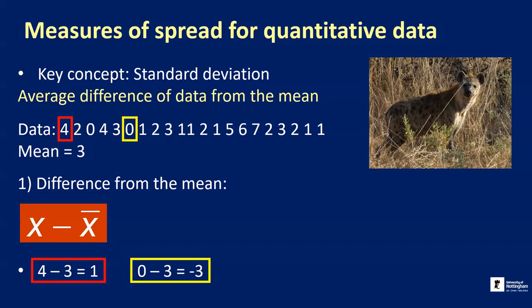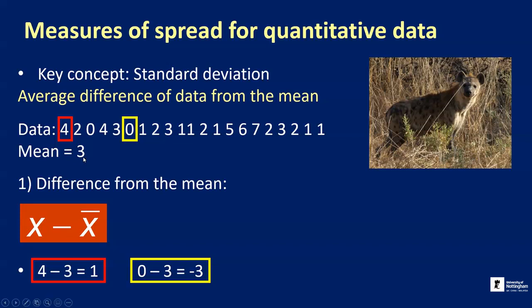Other measures of spread that you probably have come across include the standard deviation. This is quite a clever one. This is the average difference between a given data point and the mean or the average. So what we do is we calculate the average, x bar, and then we look at the difference between each individual data point and x bar, and then we work out the average of those, and that's the standard deviation effectively. So here's a couple of examples. Here are the data again. We've got the first data point here, which is 4, and then this one over here, which is 0, and we know the mean is 3.